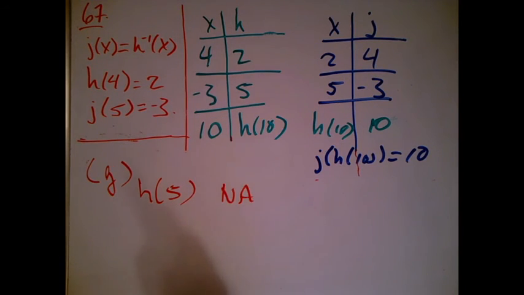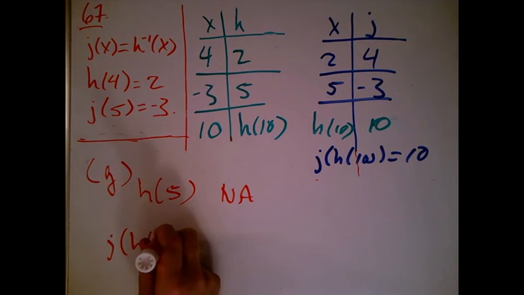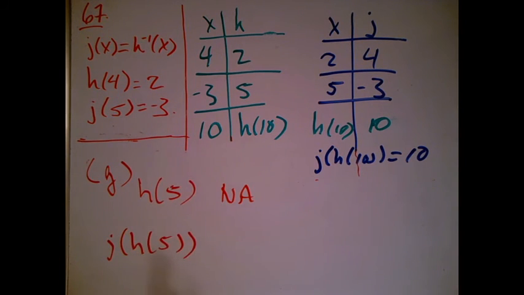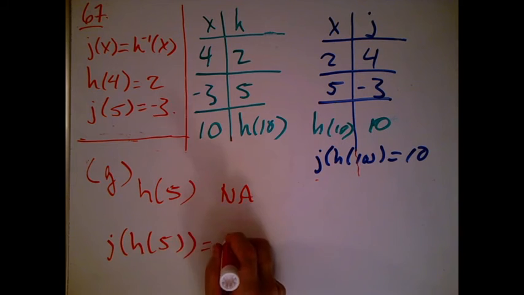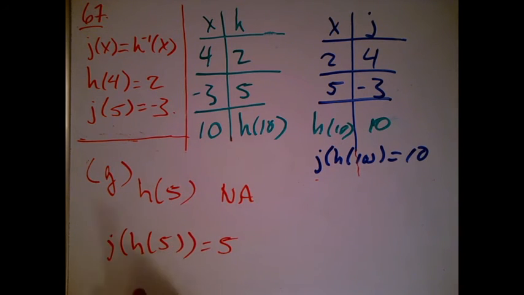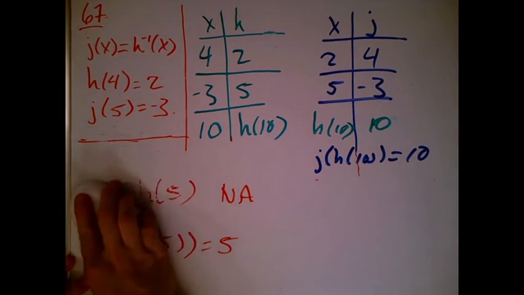Now, by the way, what's weird, if they asked for j of h of 5, which they didn't, j of h of 5 is going to be 5, because whatever h does to 5, j undoes it and gives you 5. You can do that with the table. You can do that with the thinking. We're going to need both. So that's part G.